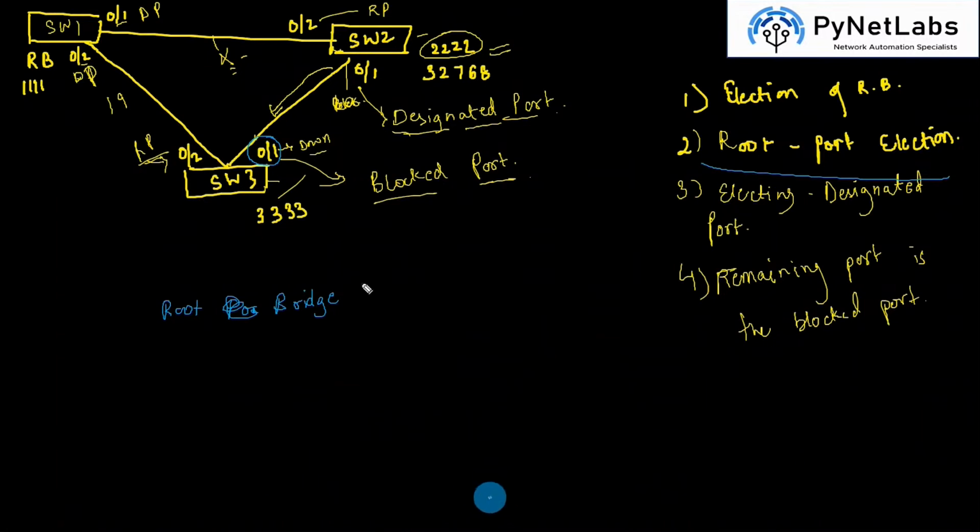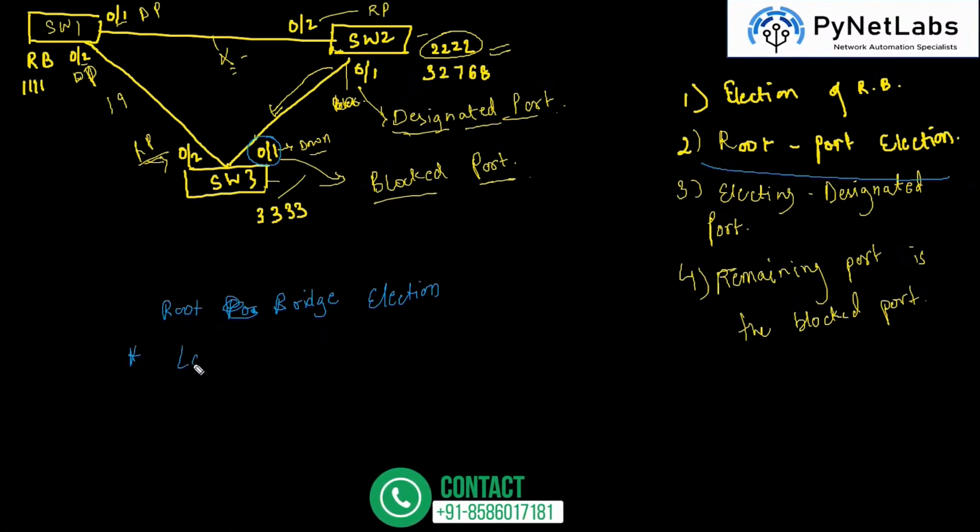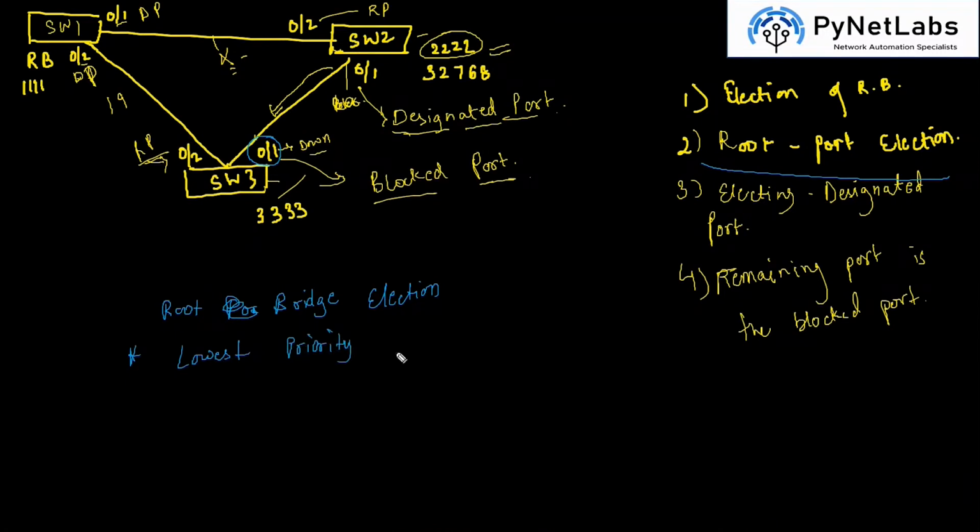So now if we talk about root bridge elections, we discussed that the first thing which we keep in mind is lowest priority, and the default priority of any switch is 32768. Then in case the priority on all the devices is the same, we will consider lowest MAC address to elect the root bridge.